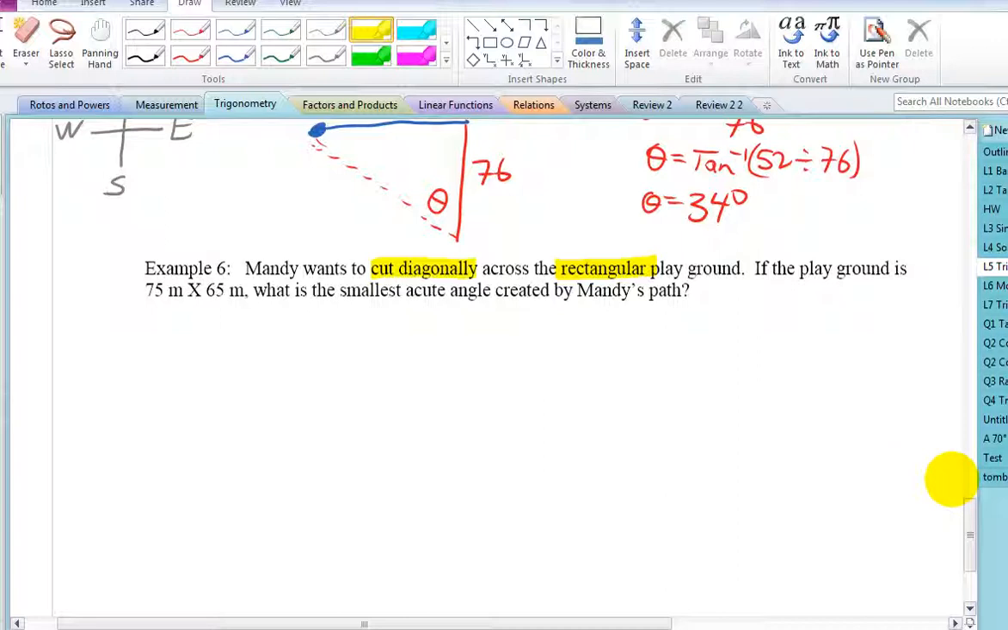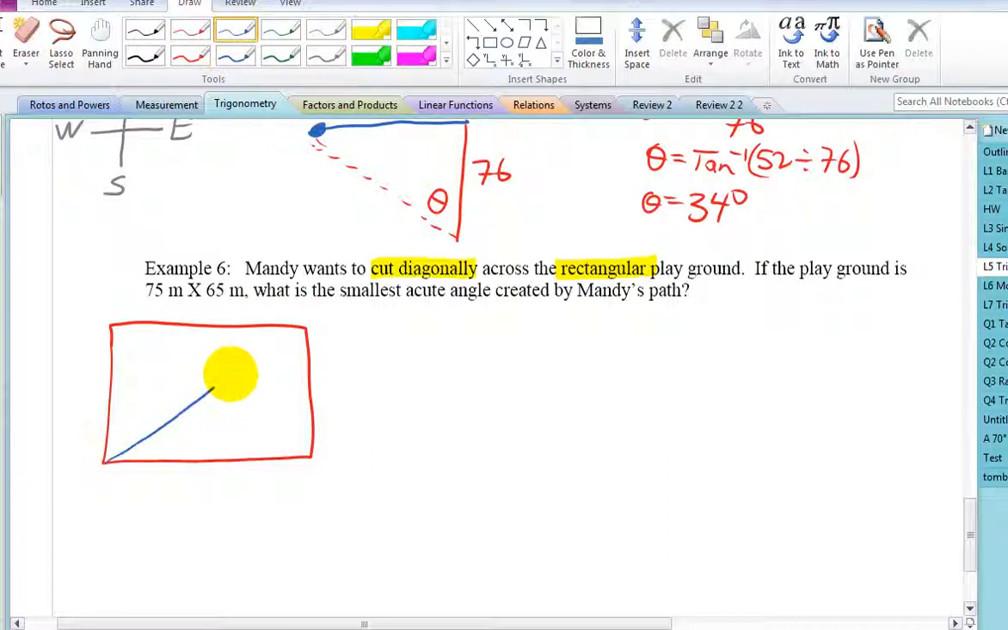Example 6. Draw the diagram. Okay, I hope you drew a rectangle. Jason, rectangle. So then for a diagonal, you have to make a line go all the way across. Good. So I guess we should put 75 here and 65 there then?